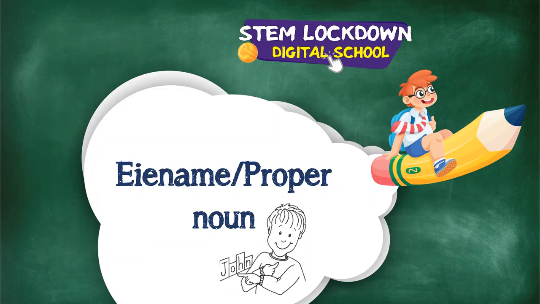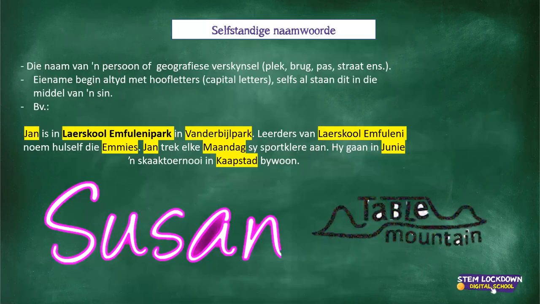So proper nouns, again, it is the name, die naam van 'n persoon of 'n geografiese verskynsel. So 'n plek, 'n brug, 'n pas, 'n straat. Eienname begin altyd met 'n hoofletter, capital letters. So 'n naam van 'n persoon or a place always starts with a capital letter, even if it stands in the middle of a sentence.